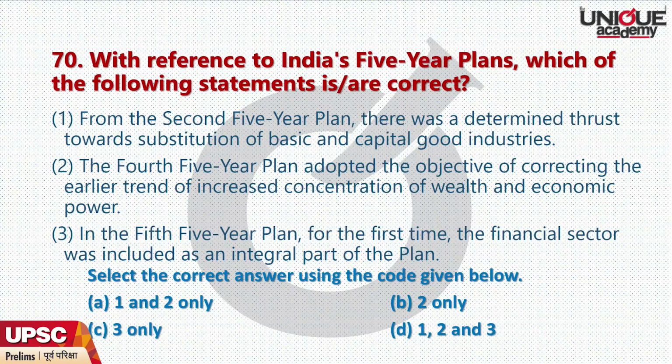Coming to question number 70. With reference to India's 5-year plans, which of the following statements is or are correct? Now we've done a lot of research on this. From the second 5-year plan, there was a determined thrust towards import substitution of basic and capital good industries.